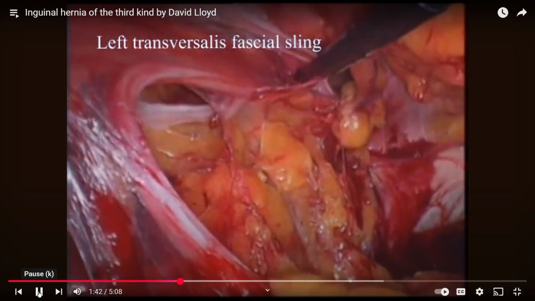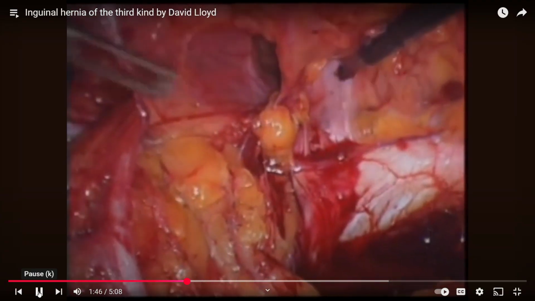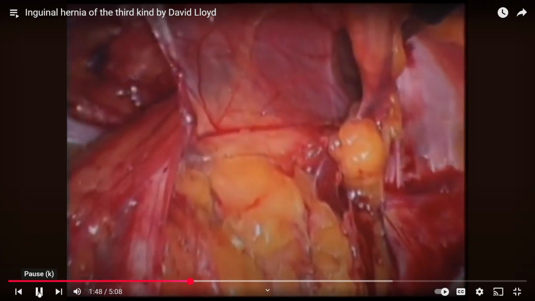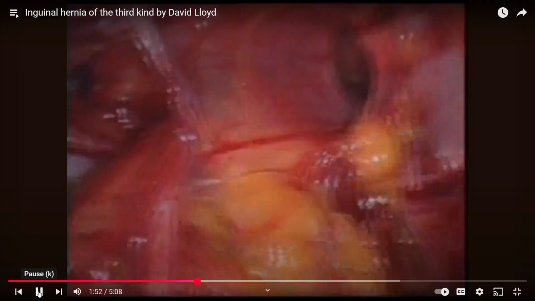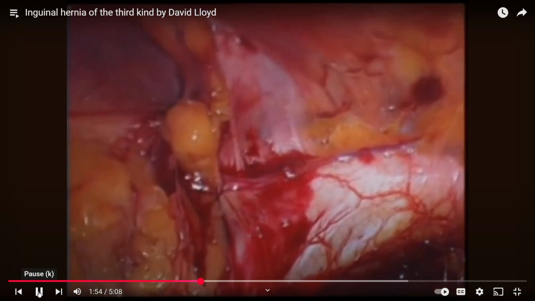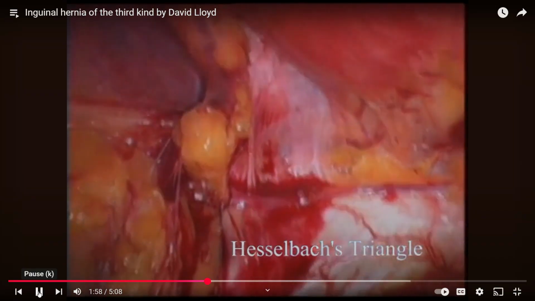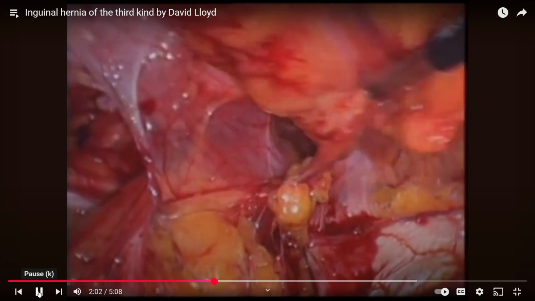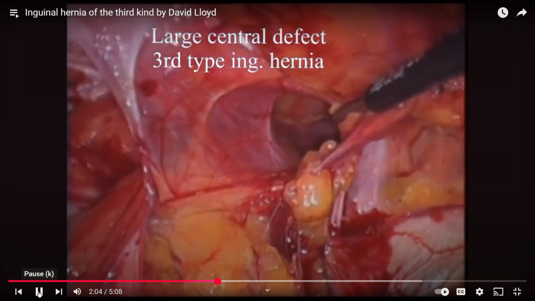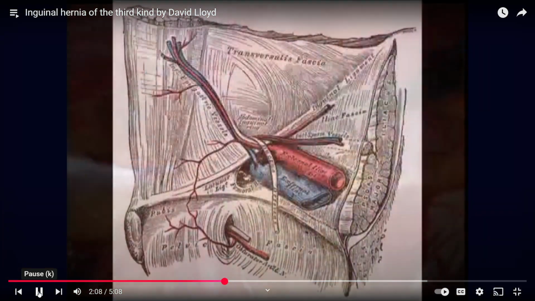In this patient, there is a large defect lying outside the deep ring, yet lateral to the inferior epigastric vessels. This is the third type of inguinal hernia. Here is Hasselbalch's triangle, which remains intact. The defect is lateral to the vessels, but does not penetrate the deep ring through the transversalis fascial sling.